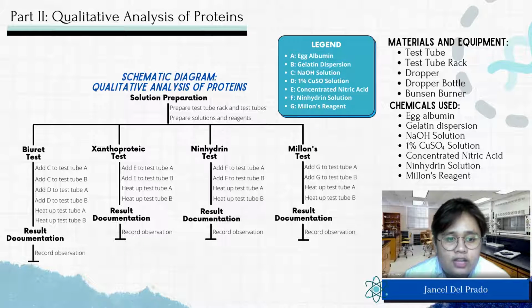Lastly, in the Millon's test, which is done via the addition of the Millon's reagent to both test tubes A and B, when Millon's reagent has been added to test tube A, a noticeable change is noticed and hence should be recorded. After that, both test tubes are then heated up using the Bunsen burner, and then any observable changes may be recorded.